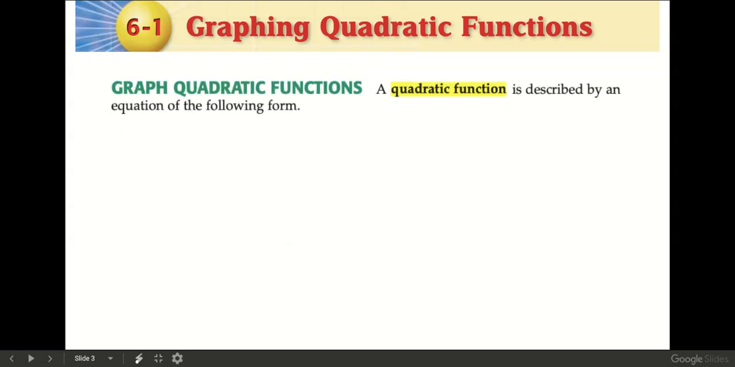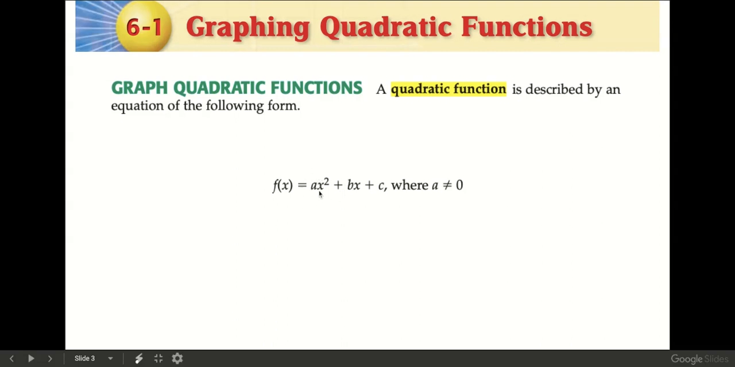So, graphing quadratic functions. A quadratic function is described by an equation of the following form: f of x equals ax squared plus bx plus c, where a cannot equal 0, because if a equals 0, then it's just bx plus c, which makes it a linear function. So this is a quadratic function, right?